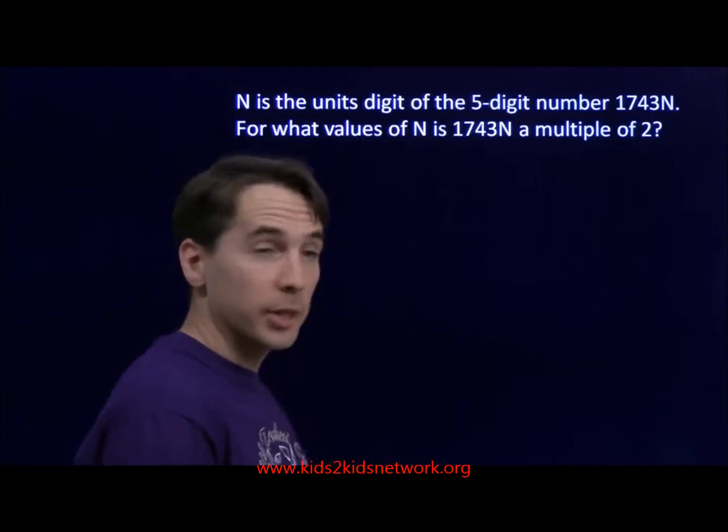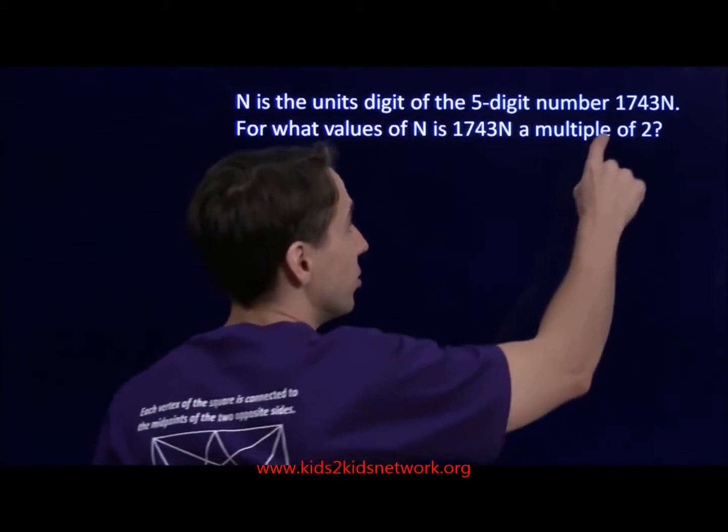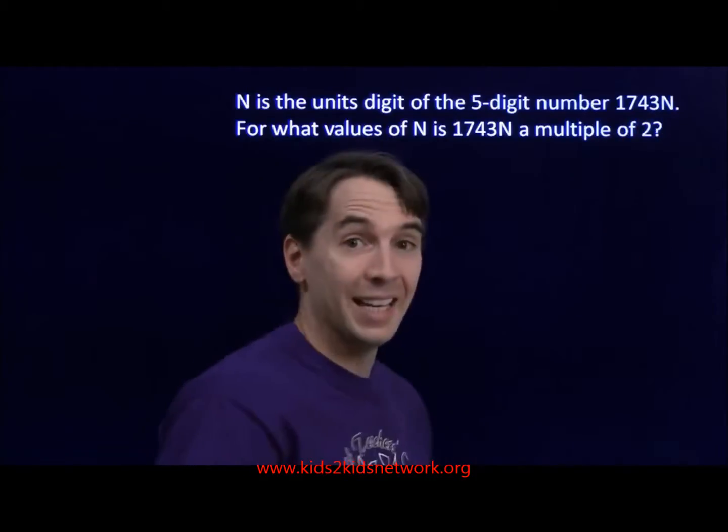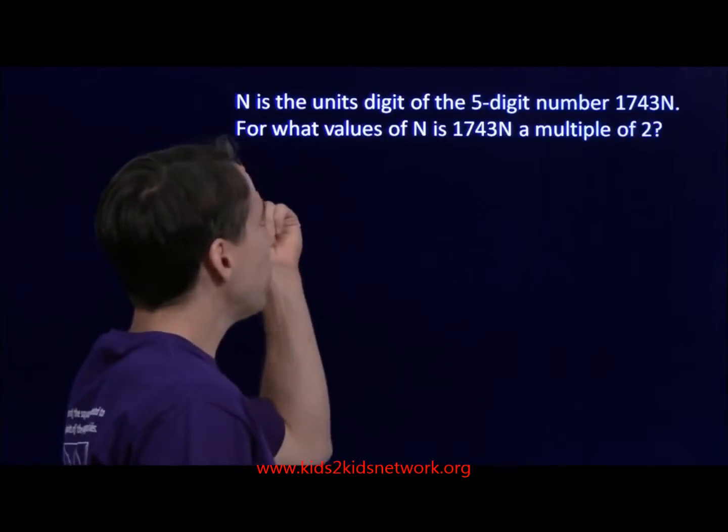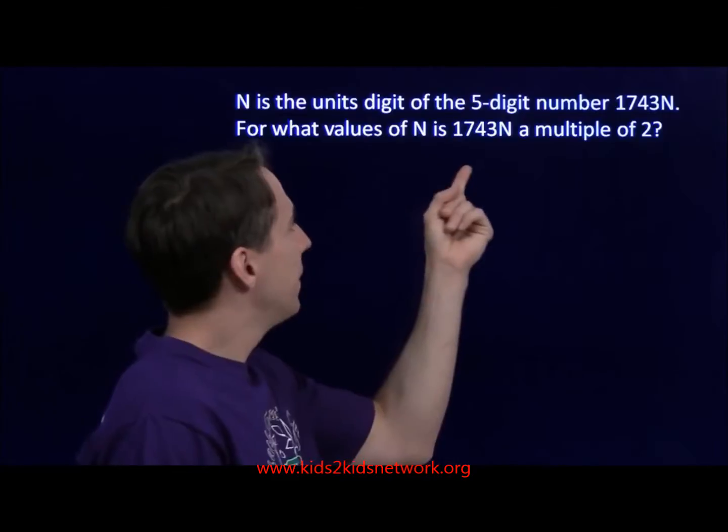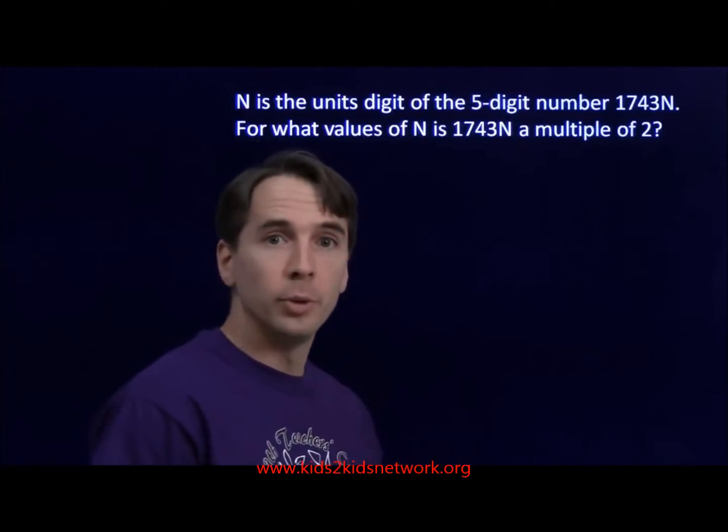We're going to start with a 5-digit number here where we don't know the units digit yet. So this is 1743N. N is the units digit. We want to figure out which units digits make this number a multiple of 2.